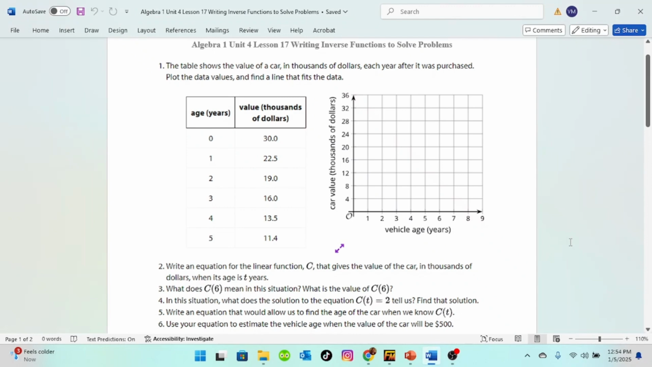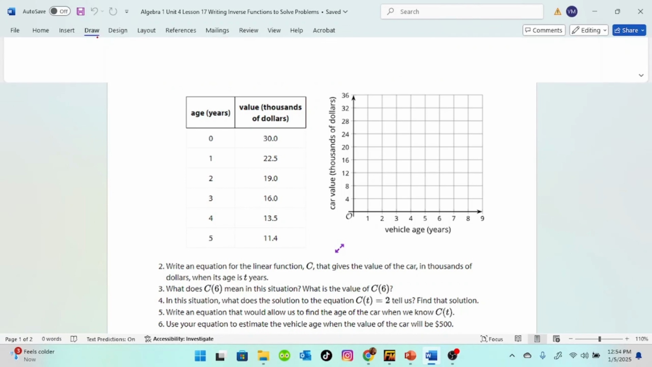Now we begin the practice problems for Unit 4, Lesson 17, writing inverse functions to solve problems. Number 1. The table shows the value of a car in thousands of dollars each year after it was purchased. Plot the data values and find a line that best fits the data. So the first thing we're going to do is just simply plot the points.